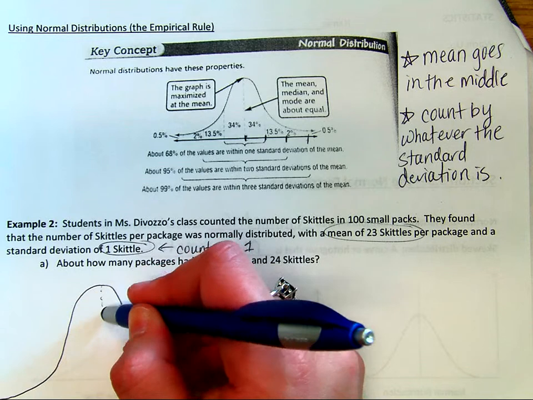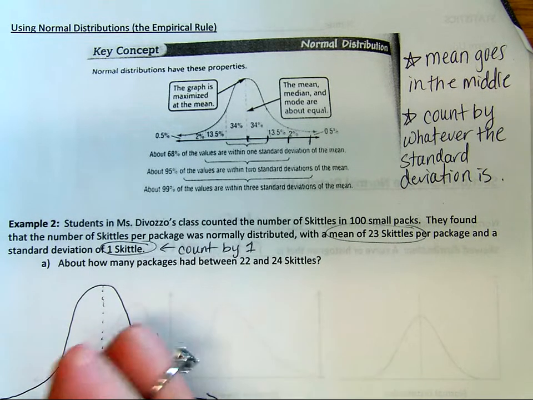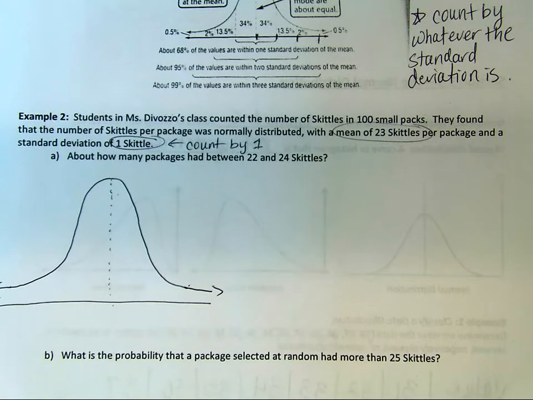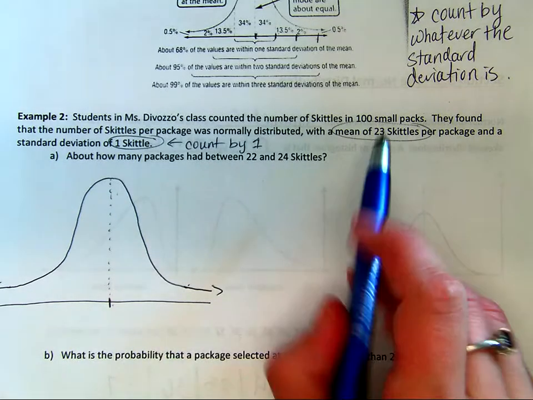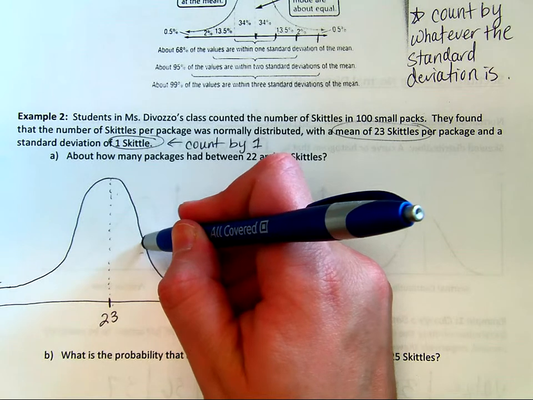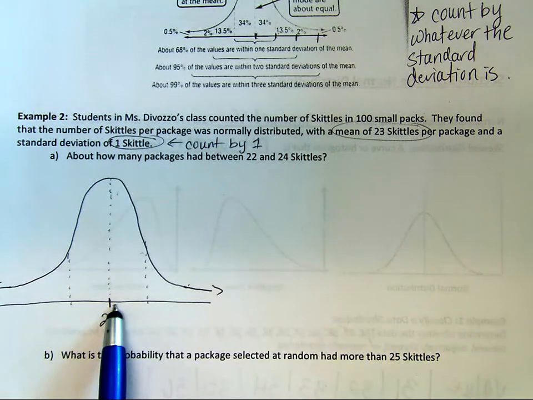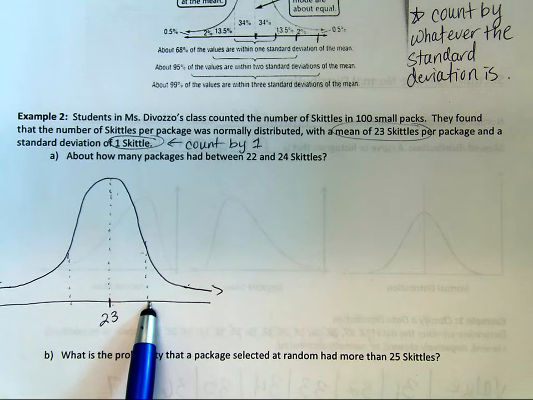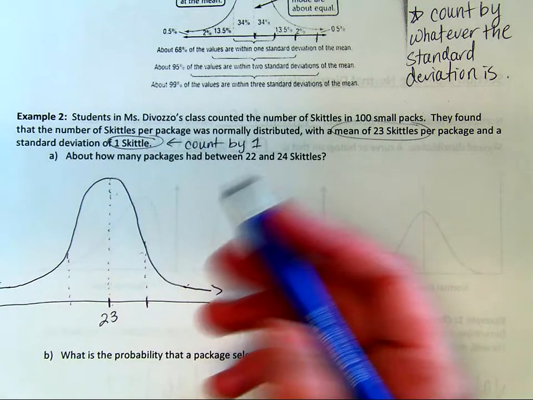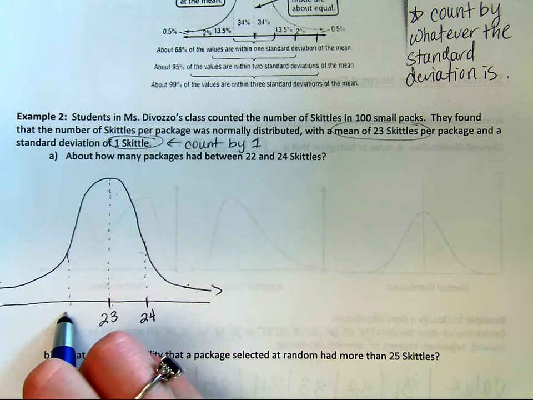So just like on the diagram, I'm going to draw my bell curve, do these little arrows on the end. There's always a dotted line in the center, and your mean goes right here. So our mean was 23 Skittles, so that's going to be 23 on our graph. Then you go a little ways away, maybe about here-ish, and this is 1 standard deviation away. And like we said, we're counting by ones because our standard deviation is 1. So 1 away from 23 would be 24. 1 to the left would be 22.